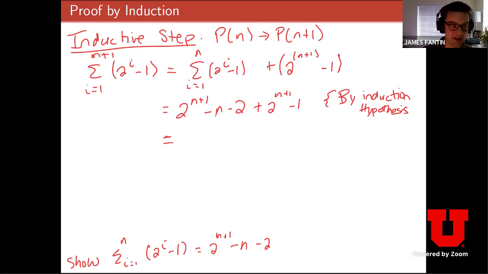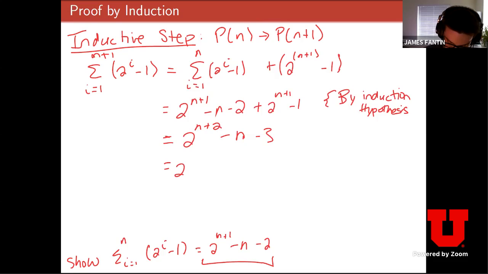And then we can just combine our like terms. So we have to remember that 2 to the n plus 1 plus 2 to the n plus 1, well, that's 2 to the n plus 2. And then minus n minus 3. And so we're really close to the expression that we wanted to show. But we need a minus n plus 1 minus 2. So we just need to rewrite this as minus n plus 1 minus 2, which would give us the same thing.